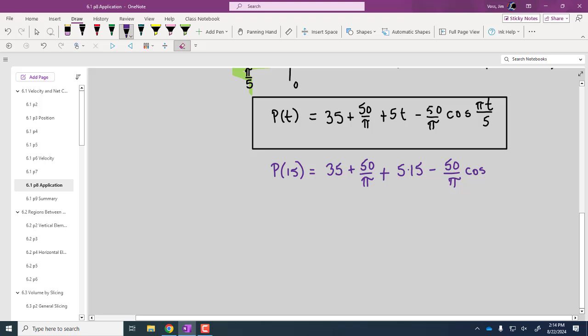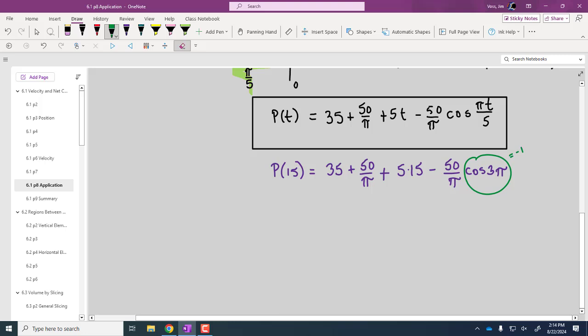Plug in 15 there, we get 15 divided by 5, so we get cosine of 3 pi. And what would cosine of 3 pi be? So we've got our unit circle. You should be visualizing your unit circle. 0 degrees is here. 1 pi, 2 pi, 3 pi. Cosine would be -1. So that whole part right here is going to equal -1.